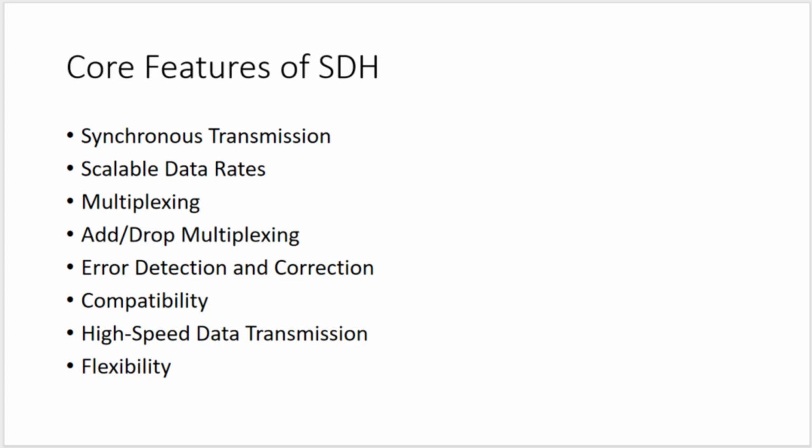And the next feature is error detection and correction. Built-in mechanisms ensure data accuracy and a low error rate. And the next one, compatibility. SDH is backward compatible with older systems like PDH and forward compatible with modern optical technology. And the next feature is high-speed data transmission. SDH supports high data rates starting from STM-1 up to multi-gigabit per second. And the last feature is flexibility. The structure is modular, allowing easy addition or removal of low capacity streams without interrupting the entire system.